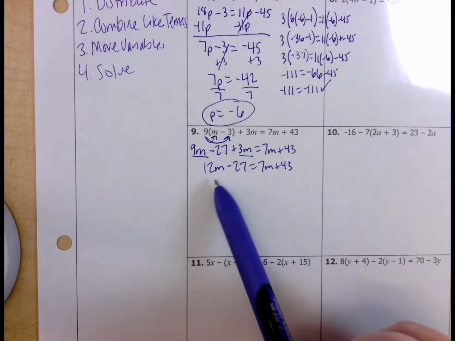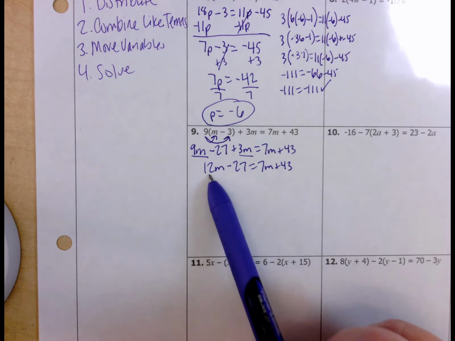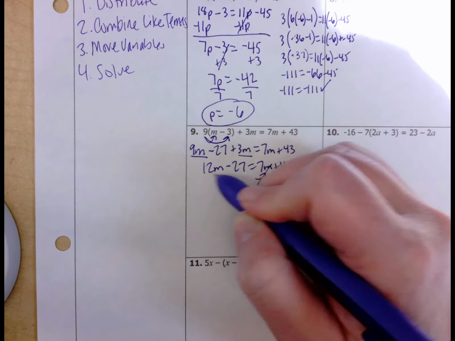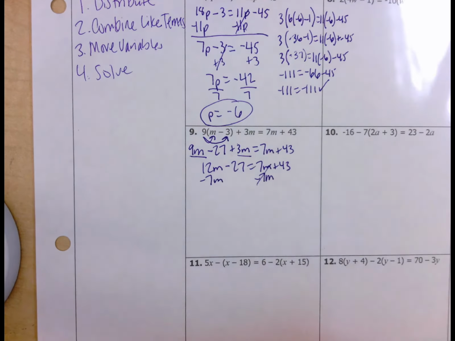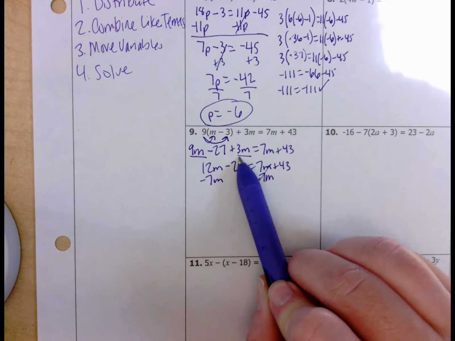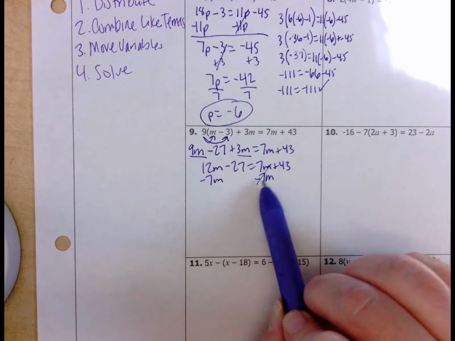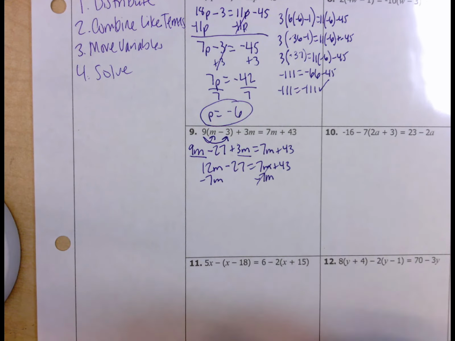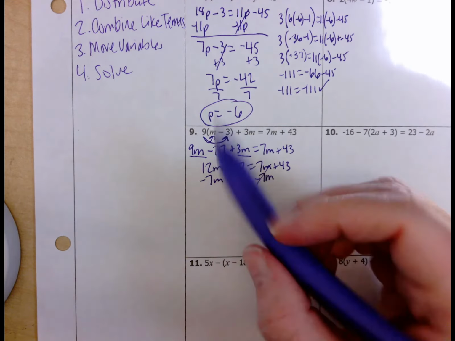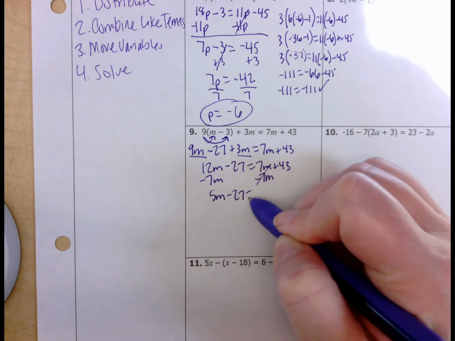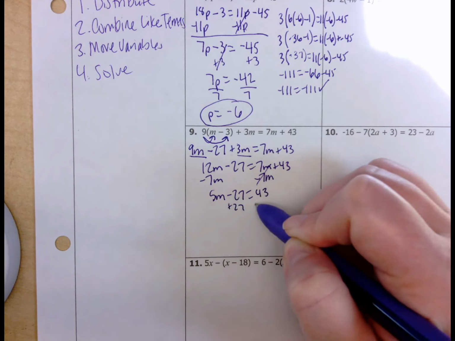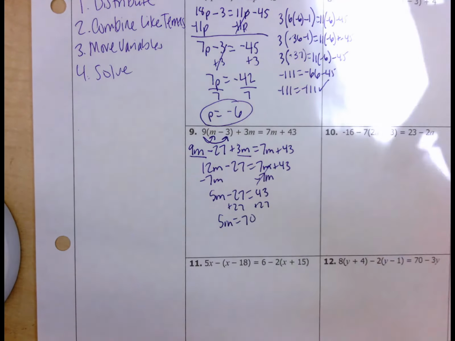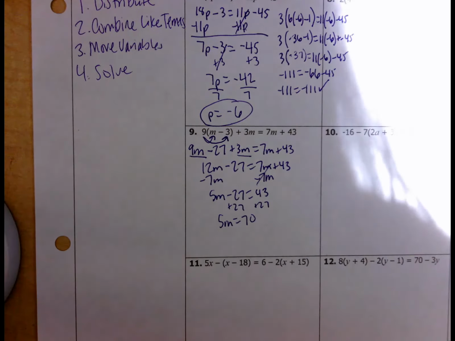Now I need to move this 7 over here. That's when I'm going to use that opposite operation. I'm going to subtract this time from both sides, okay? So notice the difference. This is combining like terms because it's on the same side of the equation. This is moving variables because it's on opposite sides of the equation and we want to move it that equal sign. Okay, so subtract the 7, we end up with 5m. And then we're going to add the 27 is 70. And then we're going to divide by 5.